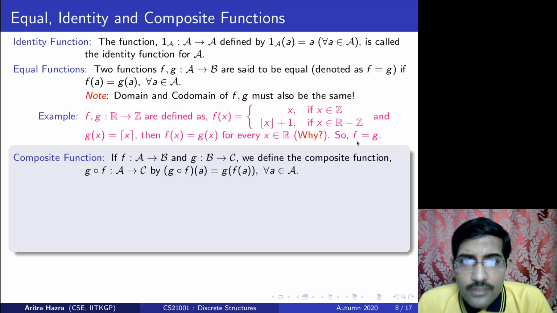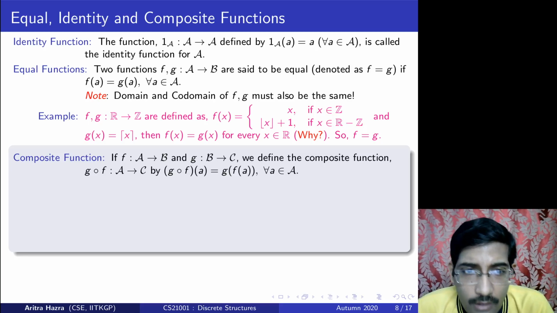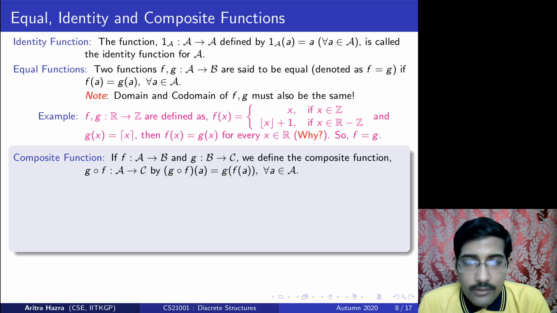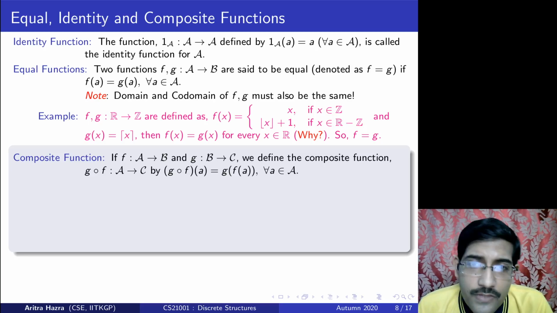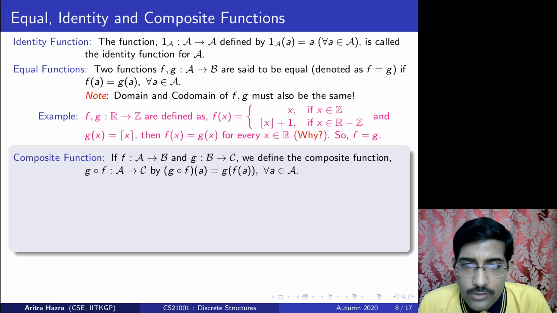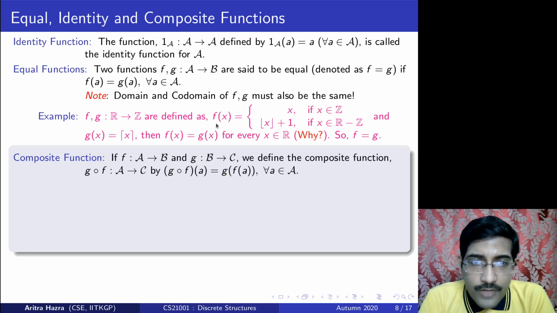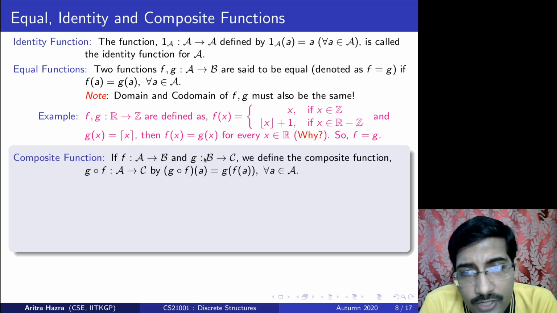With these basic notions of identity and equal functions, let us define an important concept in functions, which is called a composite function. So till now we have declared only functions to associate one set with another. Function composition also allows us to compose two functions together. For example, I could declare a function F from set A to set B, and I could also declare a function G from set B to C.